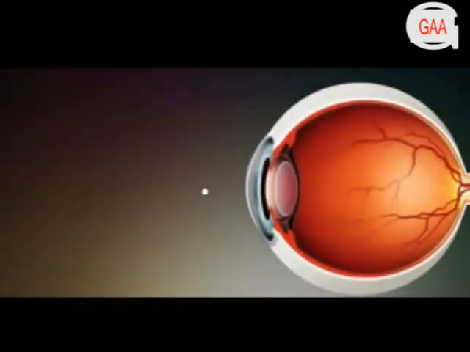Accommodation of a close object. The ciliary muscles contract, thereby relaxing the tension on the suspensory ligaments. The curvature of the lens increases, that is, the close objects are greatly refracted by the lens, focusing them on the retina.